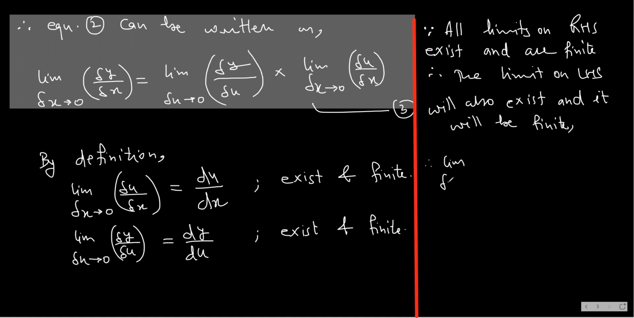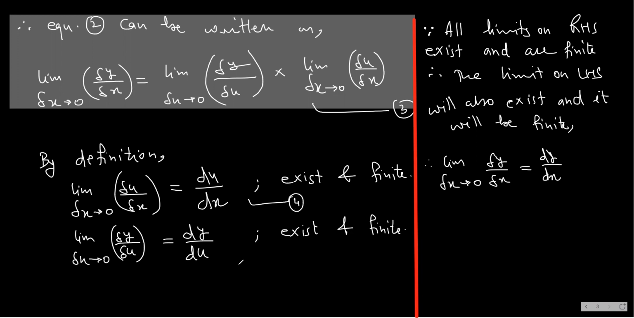Therefore, limit delta x tending to 0, delta y by delta x will be dy by dx. Now, I can write this as 4. I'm sorry.